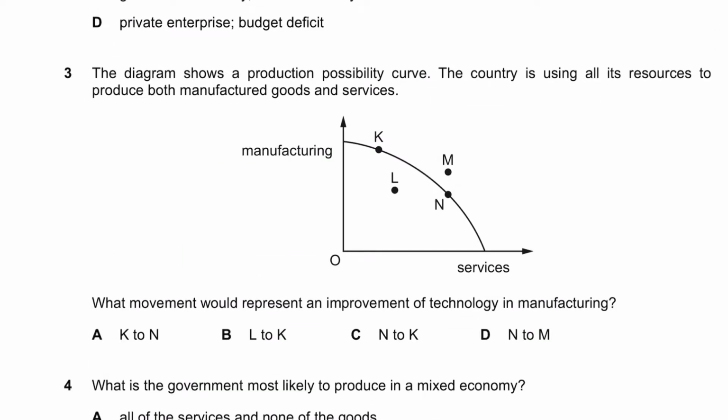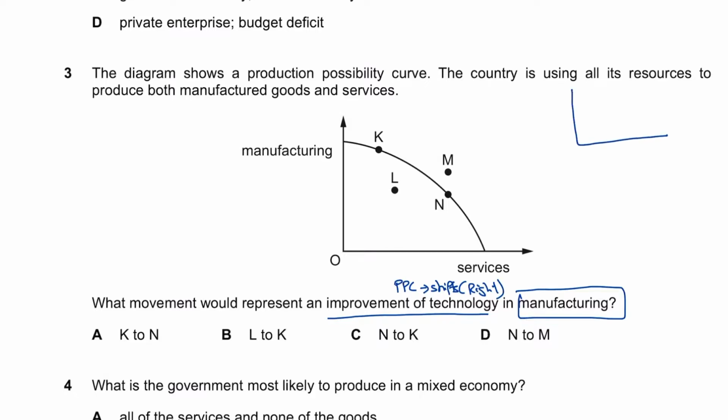Okay, so question number 3 says the diagram shows a production possibility curve. The country is using all its resources to produce both manufactured goods and services. What movement would represent an improvement of technology in manufacturing? Whenever technology improves, the PPC shifts to the right. But since this technological advancement has only occurred in the manufacturing sector, which means that only the manufactured goods capacity has been enhanced, the productive potential to produce more manufactured goods has increased. In that scenario, whenever only one particular good's productive capacity or potential has increased, the PPC in that case pivots outwards.